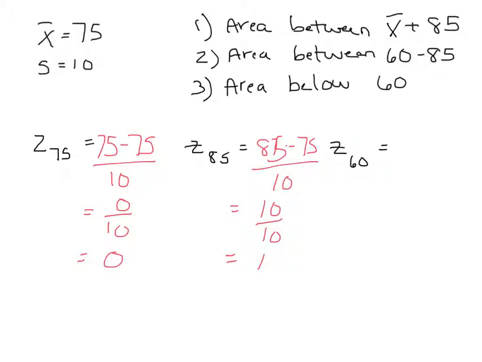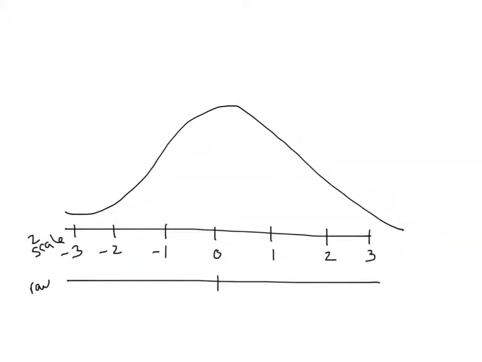Finally, we'll do the z-score for 60. 60 minus 75, or the mean, all over a standard deviation of 10, gets us a score of -15 all over 10, which results in a z-score of -1.5. So we're going to go ahead and plot those.